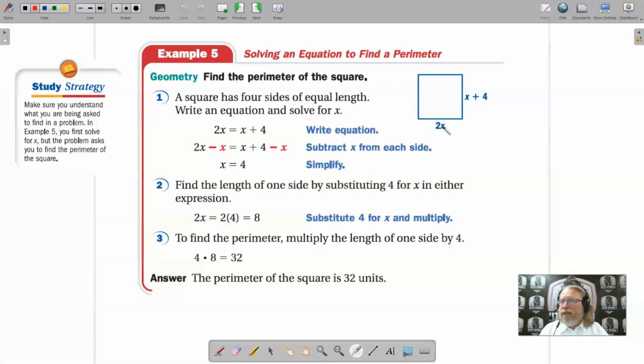So we could go x plus 4 right here, or 2x. So we have 2x, substitute the 4, 2 times 4 is 8. We know this side length is 8. We could also check it over here, right? If x is 4, x plus 4 equals 8. Indeed it does. So we know that both sides here have a value of 8. Now all we have to do is multiply 8 times 4 to get the perimeter, and we know that the perimeter is 32 units in length.